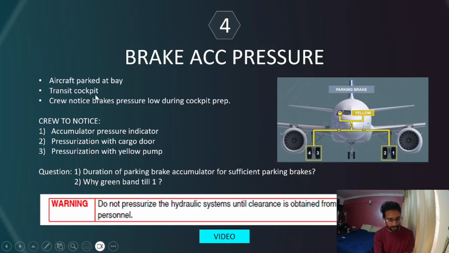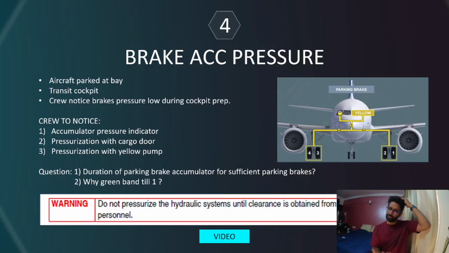Aircraft is parked at bay. Transit crew notices brake pressure low during cockpit preparation. So if you remember your cockpit preparation, you will do a U flow, where you will check the brake accumulator pressure. We'll also do it before walk around. So when you check the pedestal, and also when you do your before walk around flows, you will check accumulator pressure. You checked it, you saw it is low. What does it mean? That means there is not going to be sufficient pressure on your brakes. It's risky. Aircraft might roll if there are no chocks in place.